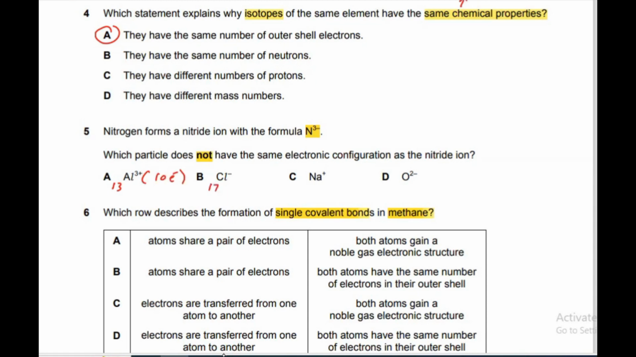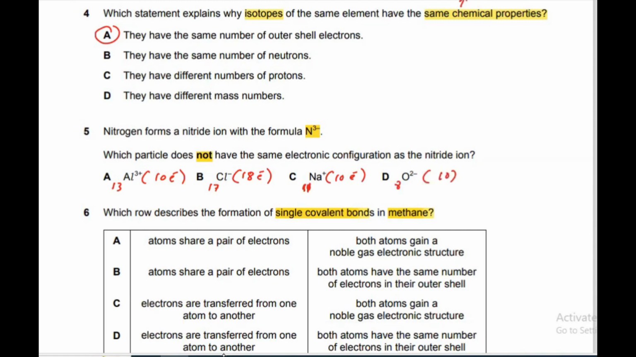Cl-, 17 is the proton number. So chlorine gains 1 electron to become chloride. 18 electrons are there. Na+, 11 is the proton number. So Na+ contains 10 electrons. 8 is the proton number of oxygen. So O2- means 10 electrons.